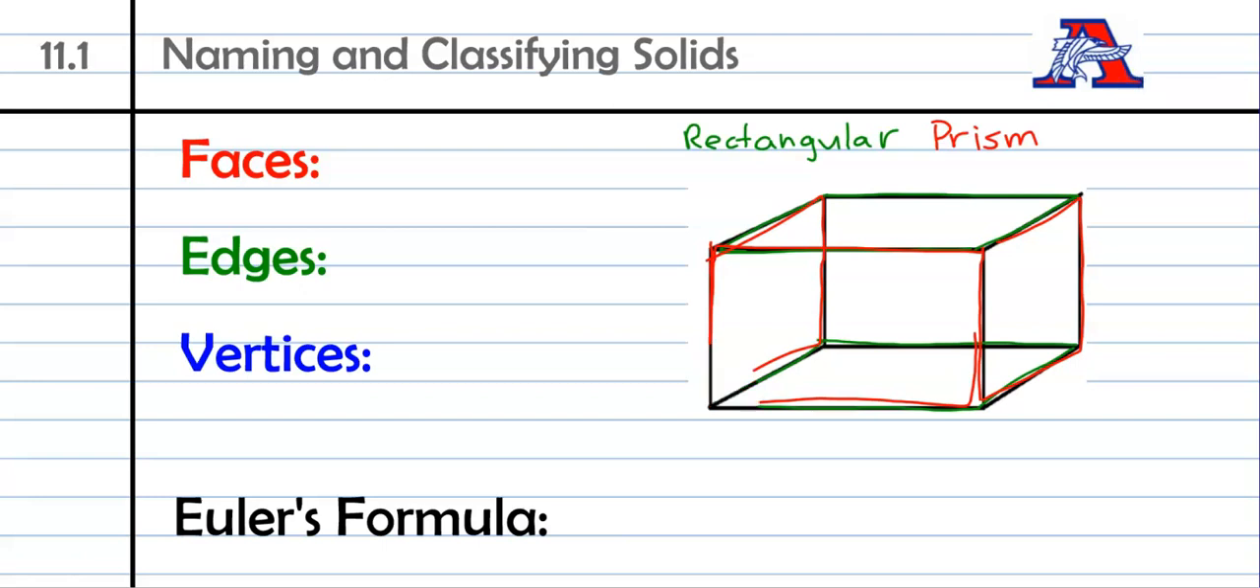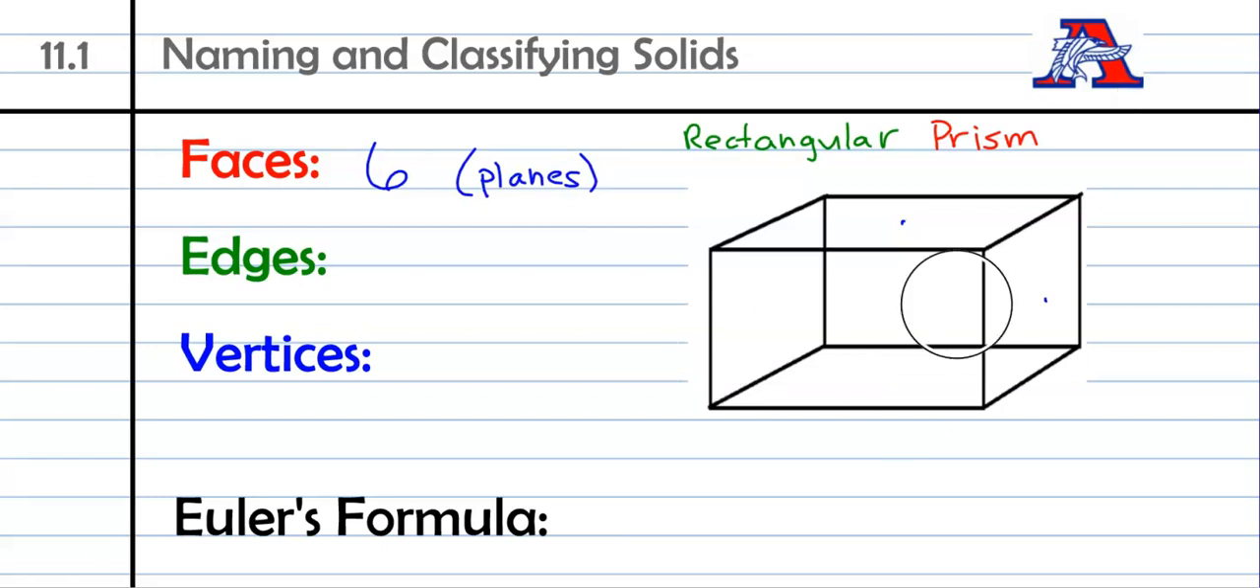Okay, now we're going to count the faces, the edges, and the vertices. So the faces are the flat parts. Okay, so there are going to be 6 flat parts on here. We got the bottom, the top, the right, the left, the back, and the front. It's kind of hard to see the difference there. So there are going to be 6 total faces. Okay, those are your planes. Faces are planes if we're talking about basic geometry terms.